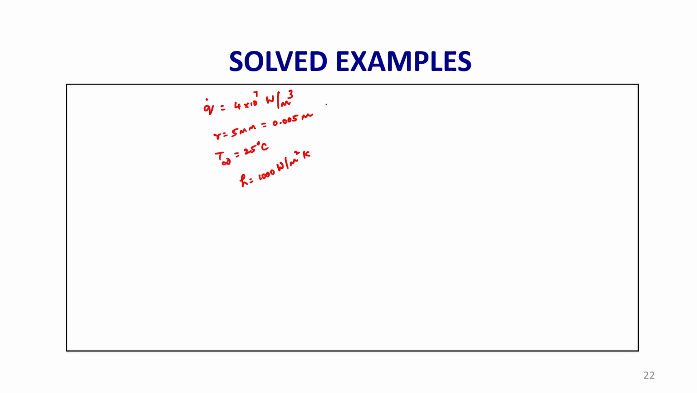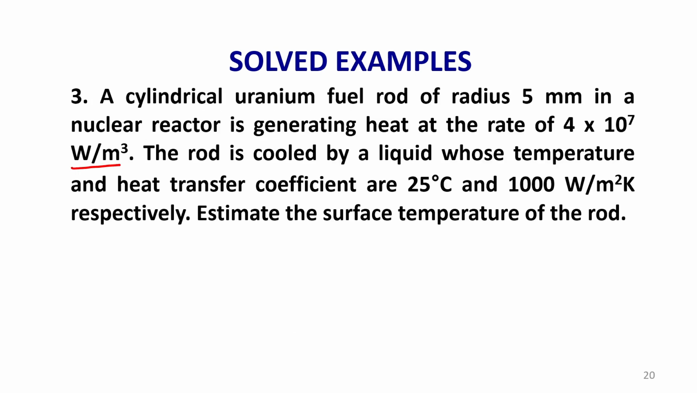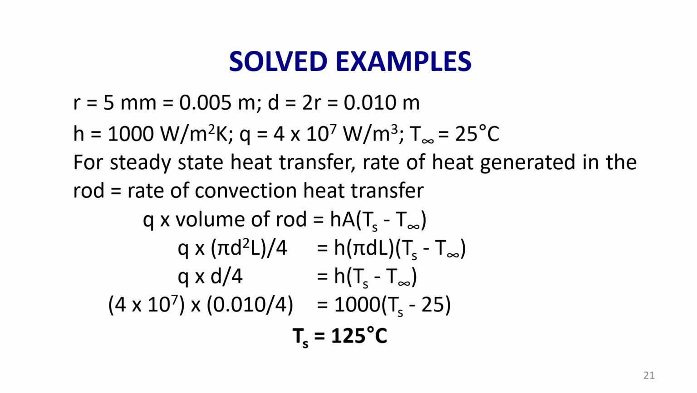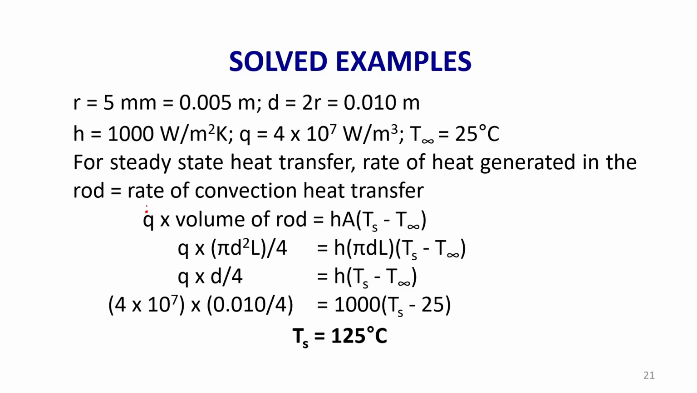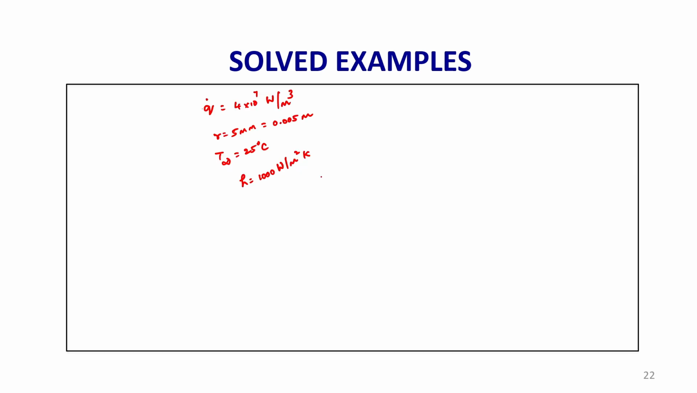Once you know the radius, we can find out the diameter, that is twice the radius. Okay. So, now here also energy balance, because this is internal heat generation. So, this is Q dot, Q dot into volume is equal to, in the energy balance, the amount of heat energy generated internally into volume is equal to Q of convection.